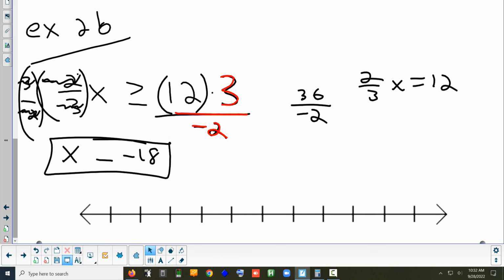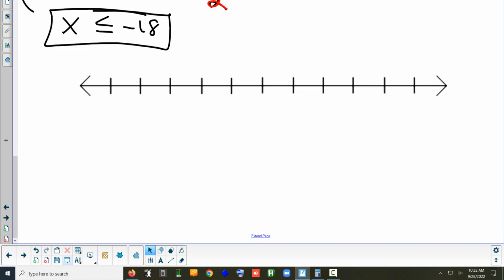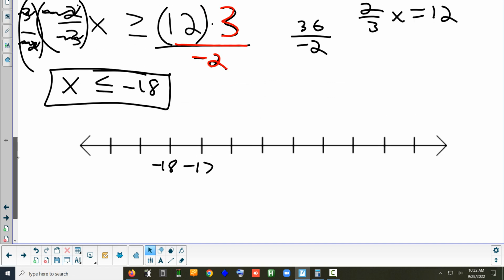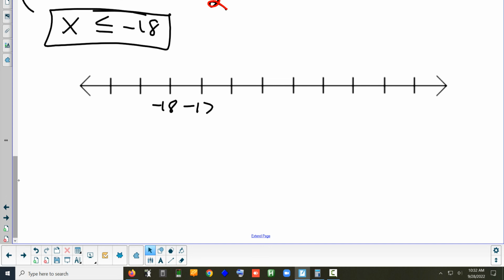Oh, I didn't flip it. Yeah, sorry. I was so busy asking you what you multiplied by. Yes, you need to flip it. That was the whole point. So x is less than or equal to negative 18. Let's go like this. Negative 17, negative 18. Close circle on negative 18. And we're going to shade to the left.